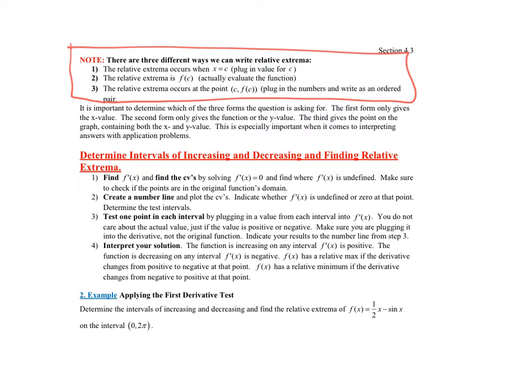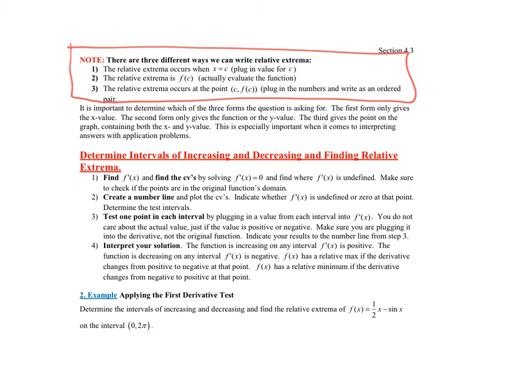So when they want to maximize profit, they might want to know how many units should I produce to maximize profit. That would be the x value. And what is the maximum profit? That would be the y value or the function value in that case. And sometimes they actually want the ordered pair at the point.